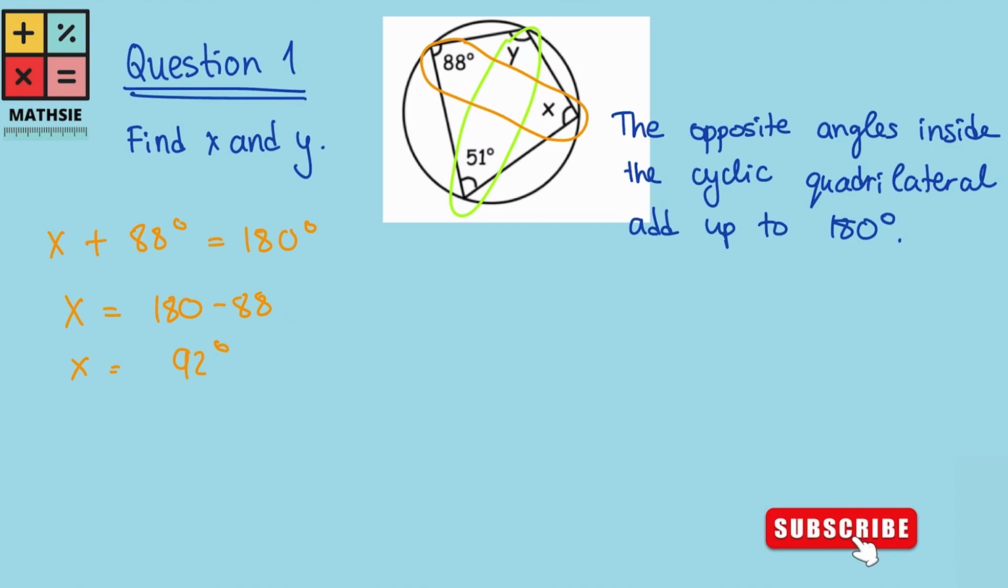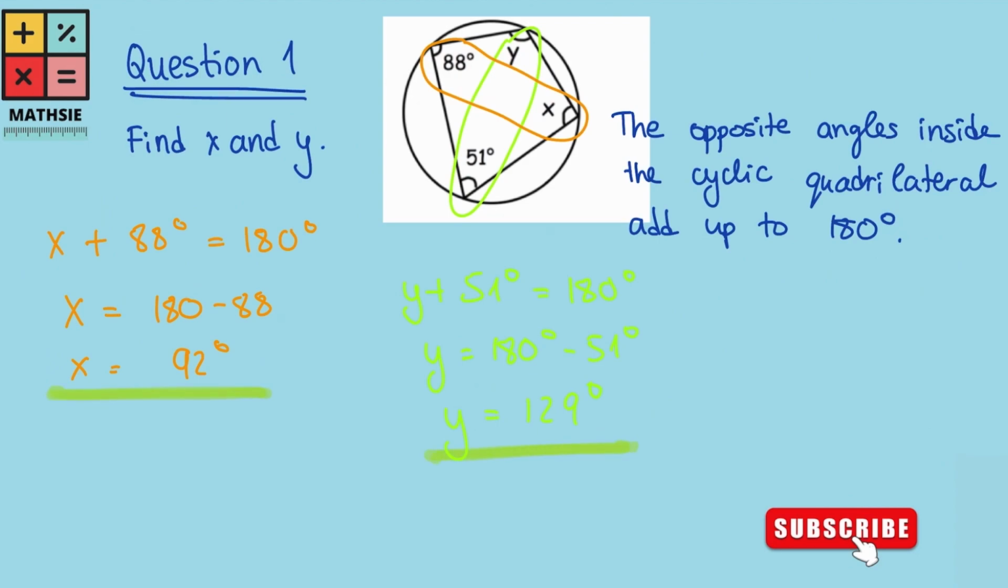So now that I have x, I need also to find y. The opposite angle of y is 51, so we now know that y plus 51 degrees needs to add up to 180. So I have 180 minus 51, which would give me 129 degrees. And that's it. Now I have the two answers. x is equal to 92, y is equal to 129.